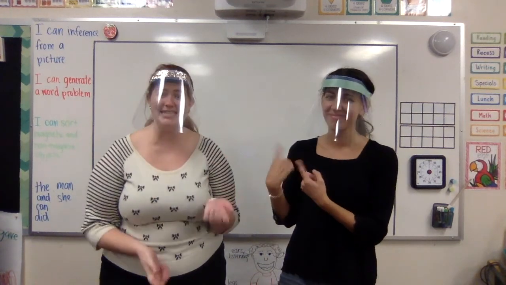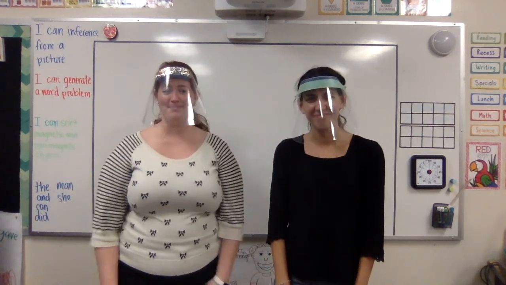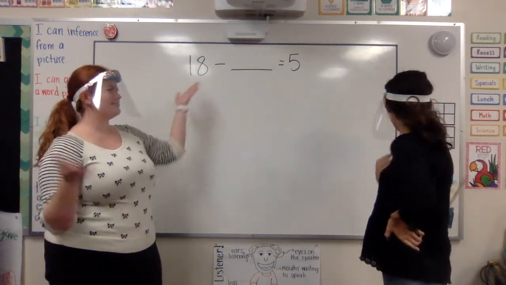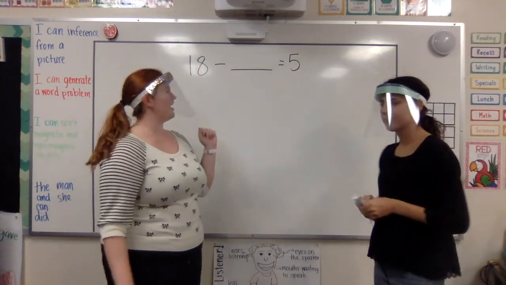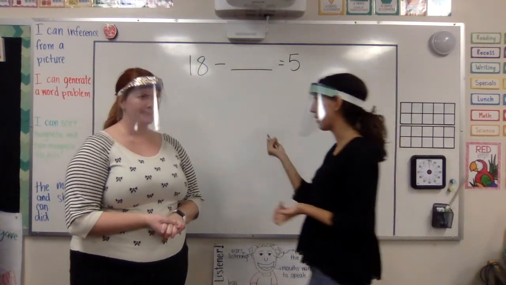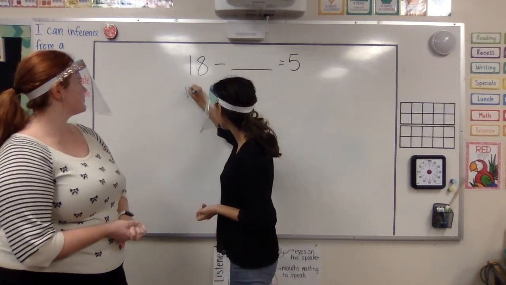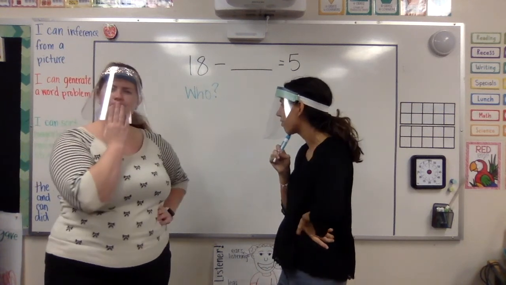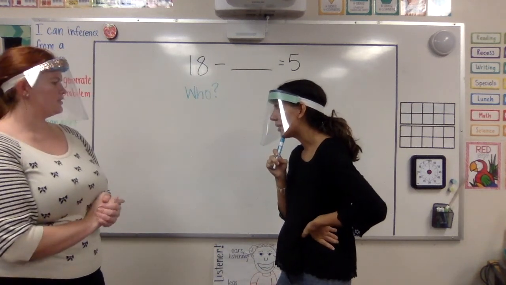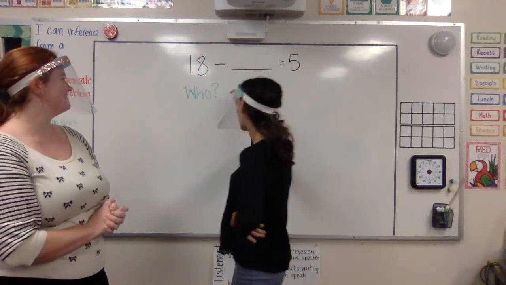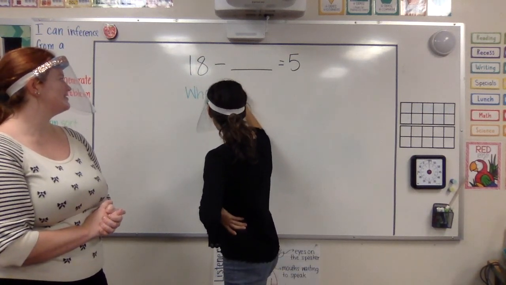That's right. Well, let's go ahead and take a look at some of these number sentences so we can start generating a word problem. Okay, here's our first number sentence. 18 minus something equals 5. Well, I want to come up with a who or a noun for our word problem. So if I'm thinking 18 minus something equals 5, I really love llamas. So I'm going to make my who for this problem llamas.